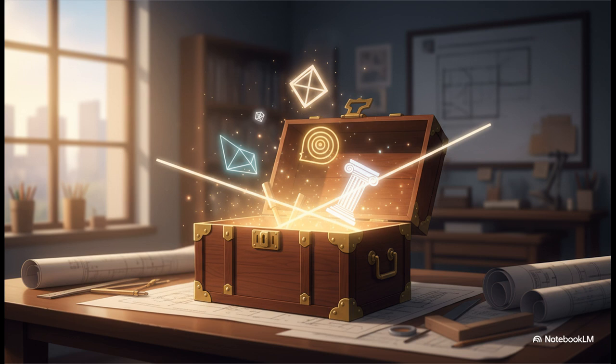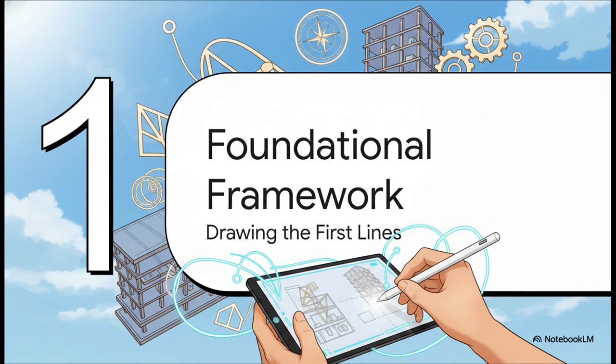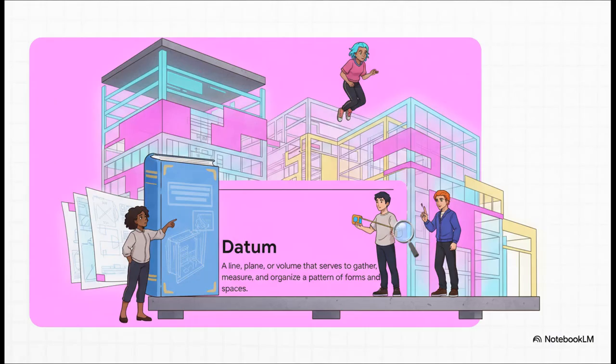So let's start at the very beginning with the first lines an architect ever draws. Right, so before a single wall goes up, every great design starts on the page, right? The very first move is to establish a foundational framework, basically creating an underlying order that brings some logic to a completely blank canvas. Our first tool from the kit is called the datum. Now, this is the main reference point for the entire design. You can think of it like the spine of a book. It holds all the pages together. Or maybe it's a consistent floor level that everything else gets measured against. It's the quiet anchor that creates order out of potential chaos.